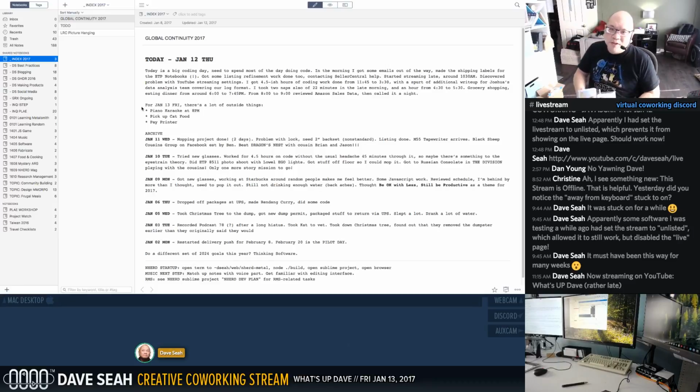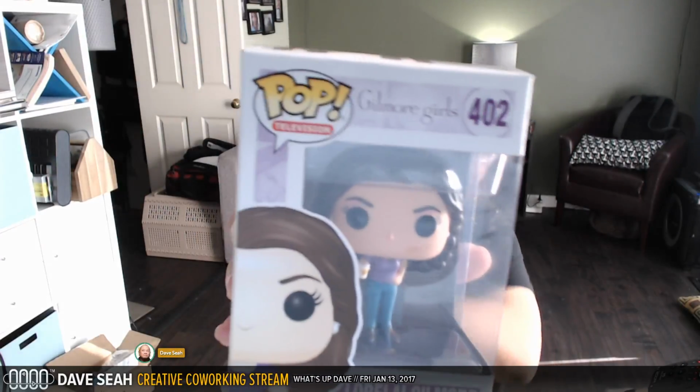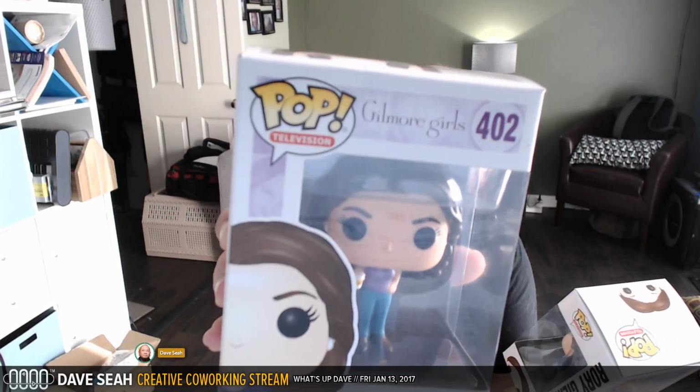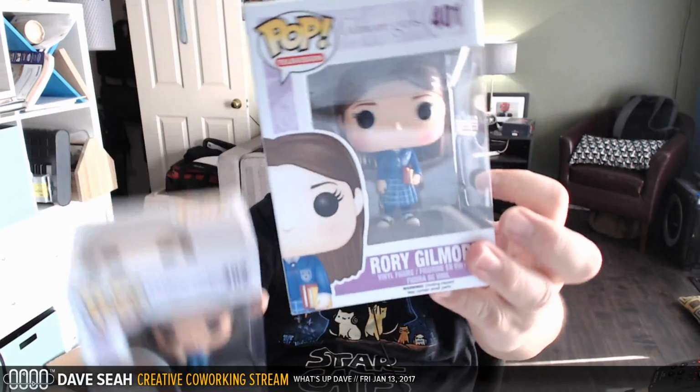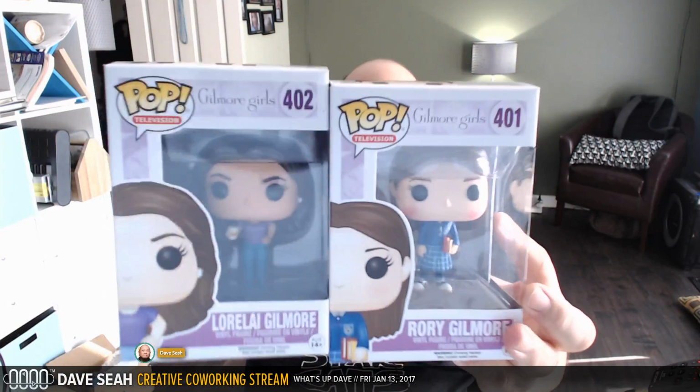I guess a recent acquisition has been these. My sister got them because I'm a big Gilmore Girls fan. So let's go to the webcam view again. So these are pop television figures. Oh, there's a Suki one. So, this is Lorelai. That's Rory, her daughter. And they're best friends. And sometimes they're enemies, but mostly they're best friends.